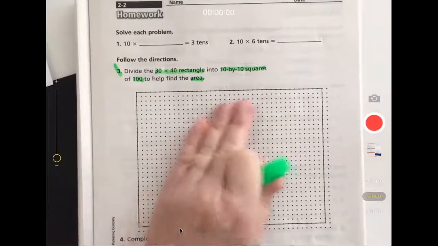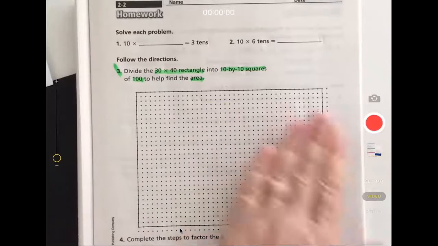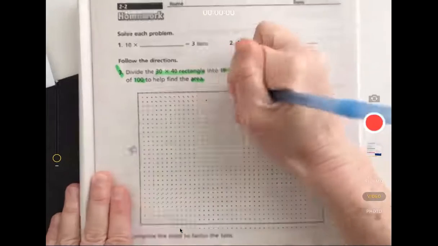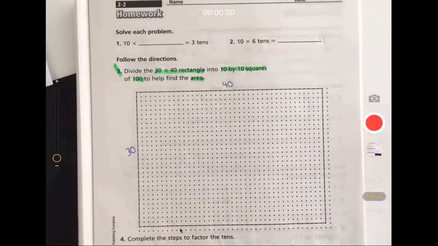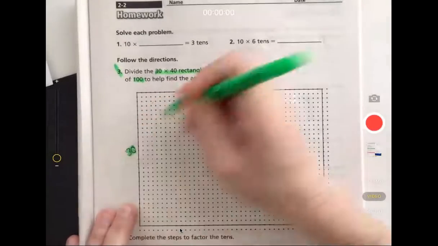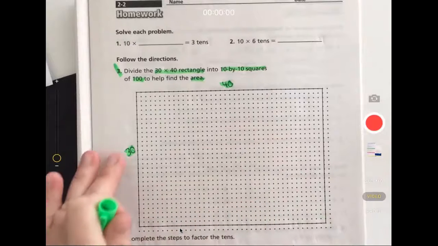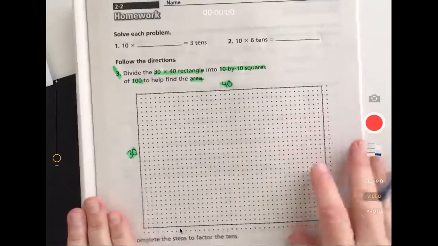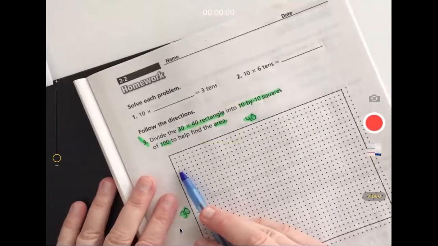Remember, the measurement inside. So if I was to label this rectangle straight away, I would call this a 30 by 40. That's it, right? But my directions want me to divide it because it's going to help me find the area, because 30 times 40 is really big. So let's make 10 by 10 squares. I'm going to tip this a little bit. Remember that these dots can help us, okay?